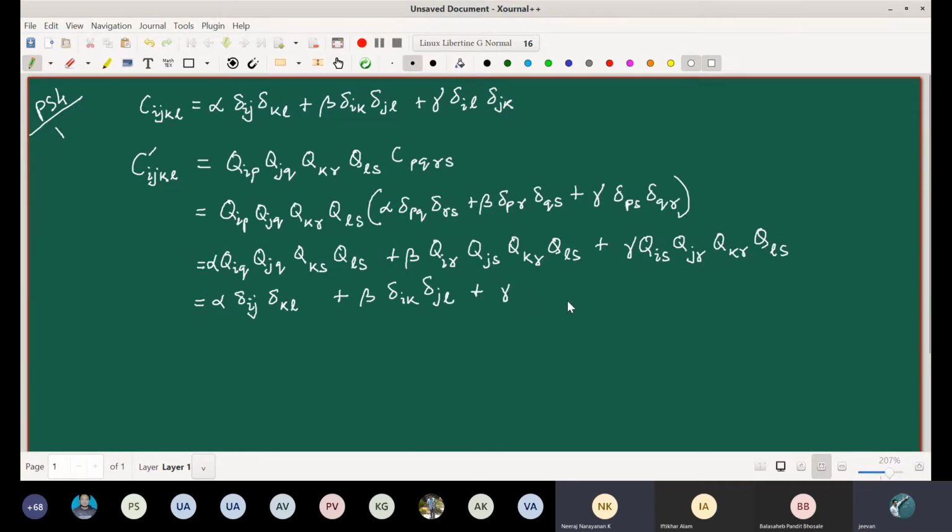And finally, for the term involving gamma, I'll consider this term common with this term because the S is common here. So that will give me delta IL, and when I take this QJR together with QKR, the R being common, what I'll be left with is delta JK. You note that this form that I have obtained looks like this, but actually this is the form in the dashed or primed coordinate system.